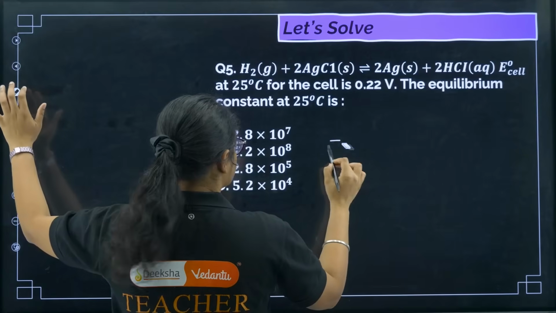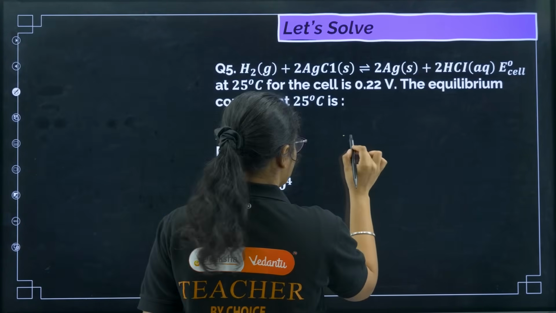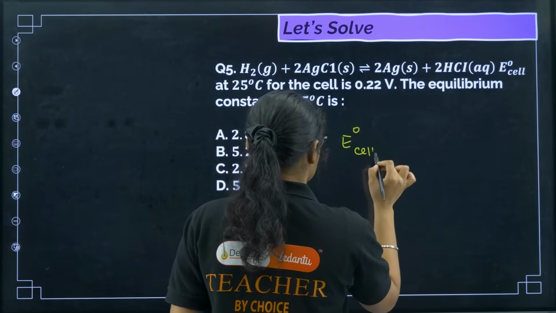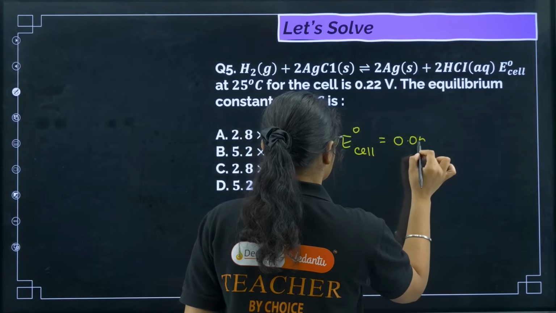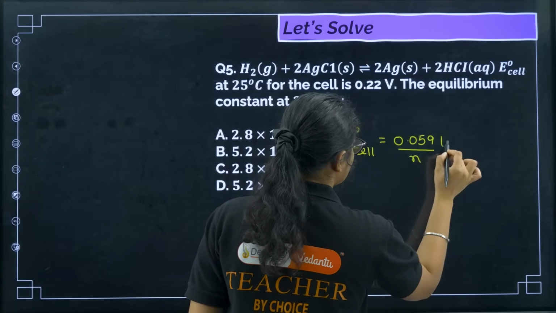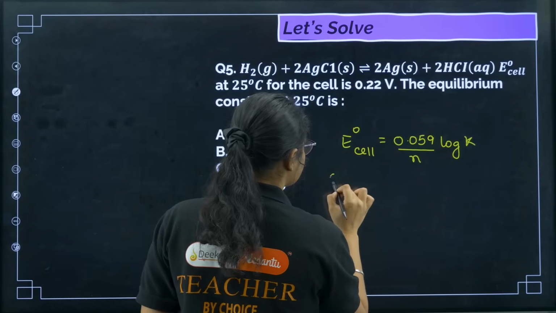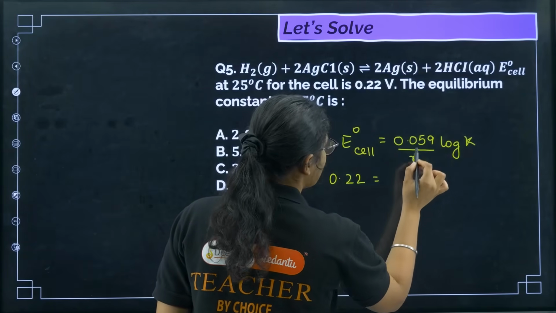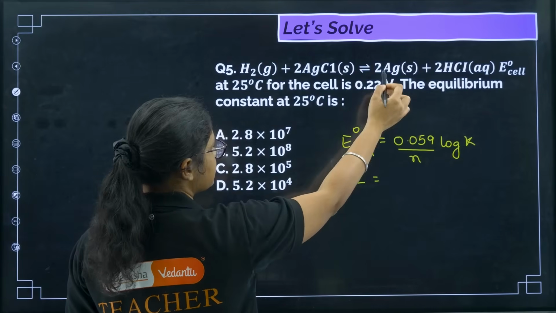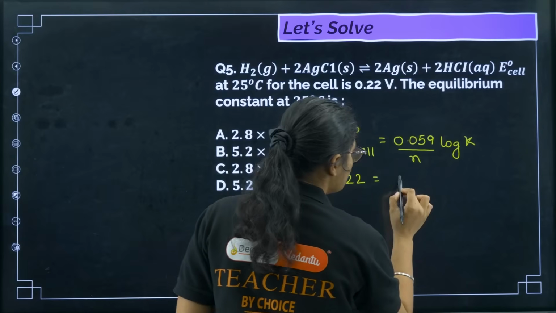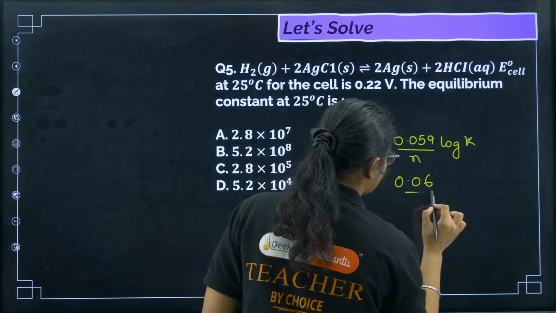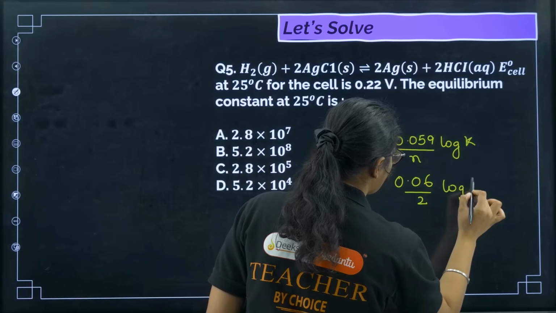Sorry, yes, I have this relation. E naught of the cell is equal to 0.059 by n log of k. Okay, what is the value of E naught of the cell? 0.22, and here the n value is 2, so 0.06 I will make it for easy calculation, log of k.